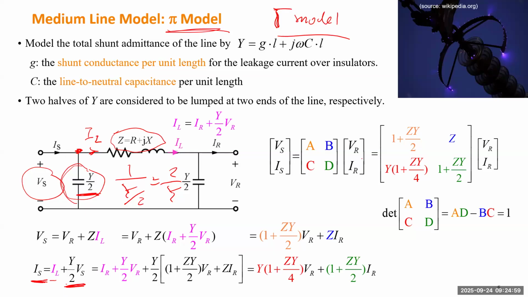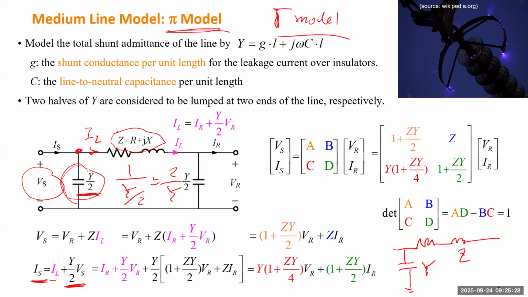The gamma model is not very common to use, but in case you see a gamma model, it can have this shape. We just push the capacitance to one side. So this shunt branch total is Y, not half Y, because we just combine the two half Y into one Y. The impedance is Z, still the same.